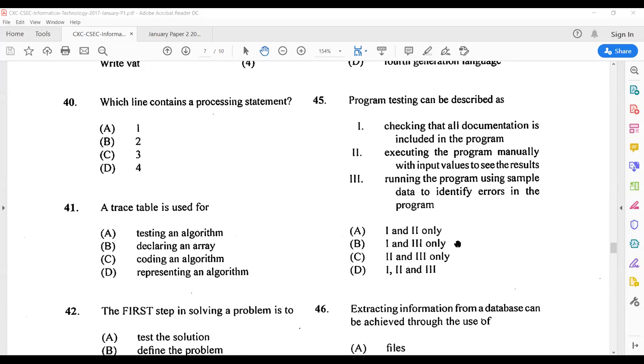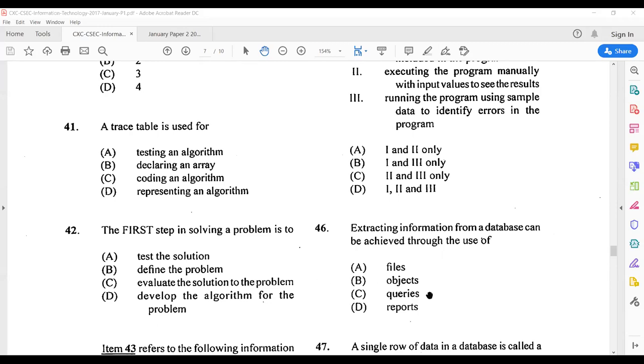The second one, executing the program manually with input values to see results. Yes, you would want to do that. Manually means testing it like with a trace table, reviewing the program. And then running a program using simple data to identify errors. This is when you execute your program, and then you put some information in there to make sure it works properly. Generally, you would use the same information you tested using your trace table. So the answer for this one, 45, is C, 2 and 3.